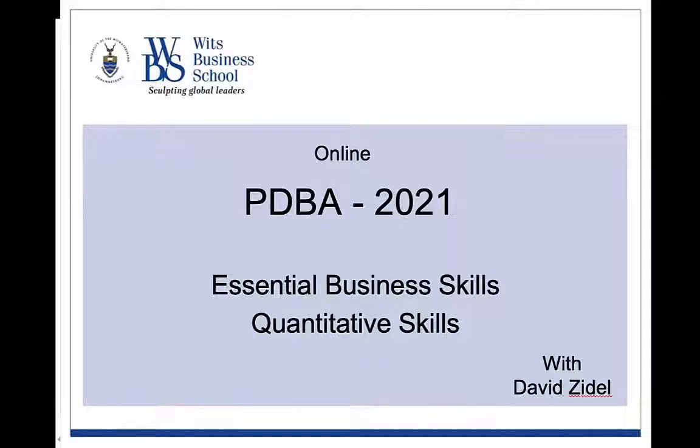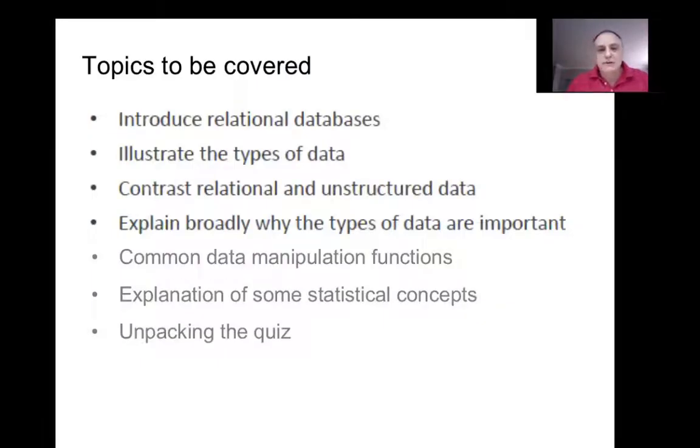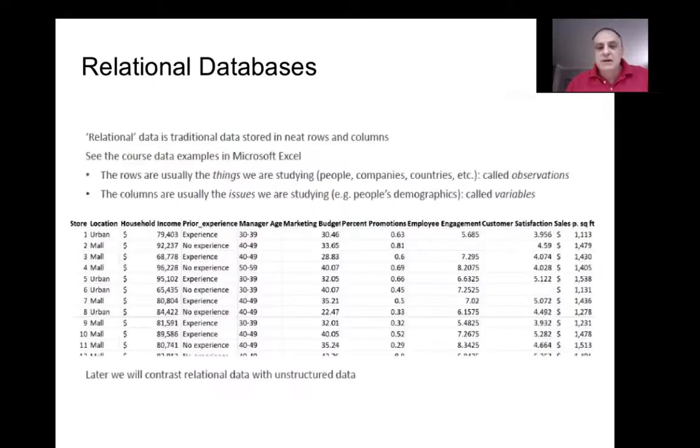The topics we're going to cover: we'll talk about relational databases, different types of data, contrasting relational and unstructured data, and then we'll talk about some of the common data manipulation functions, some of the statistical concepts, and then we'll unpack the quiz. I'm going to run through this very quickly. You've got your main videos to go back and watch, but just to highlight some things that might be important.